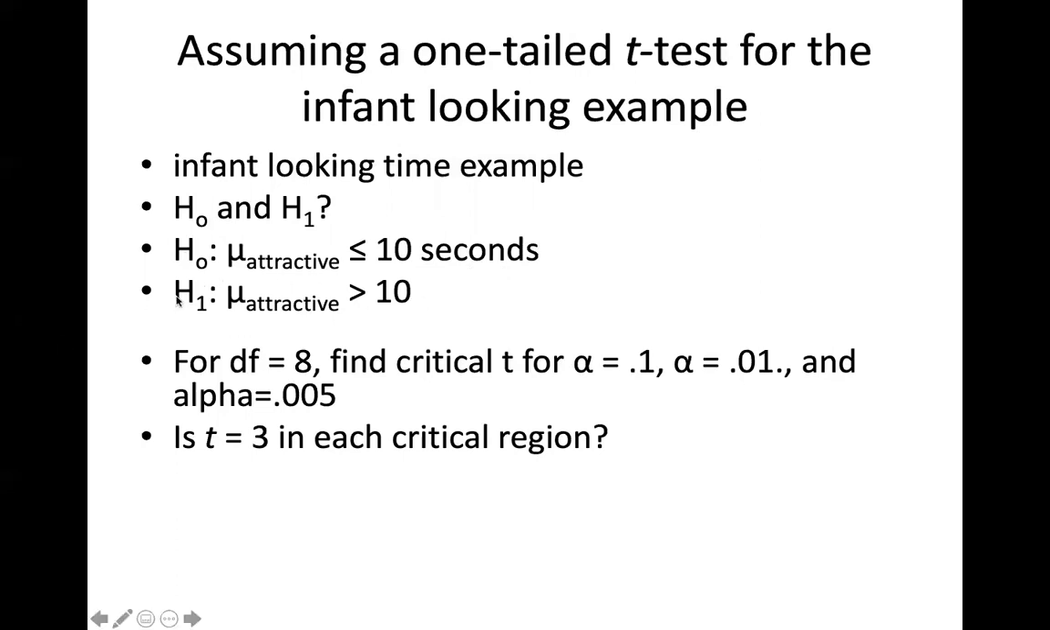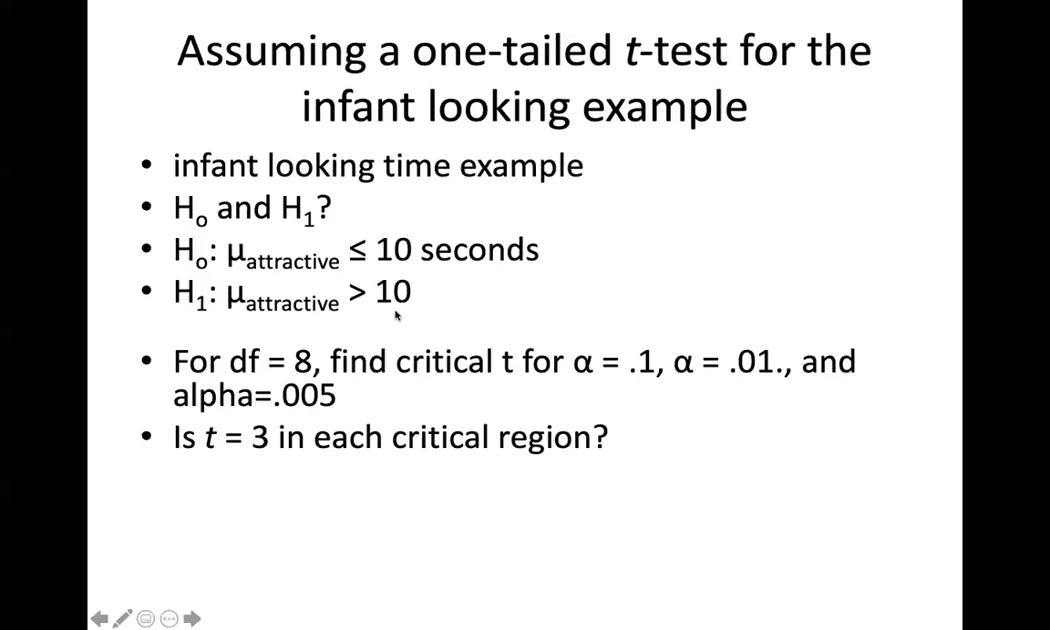But the research hypothesis here, this is where you can really tell it's a one-tailed test. When we were pretending that this example was a two-tailed test, the research hypothesis was mu attractive does not equal 10, which I mentioned means two things: either mu attractive is greater than 10 or mu attractive is less than 10. But here, only one of those tails is present.